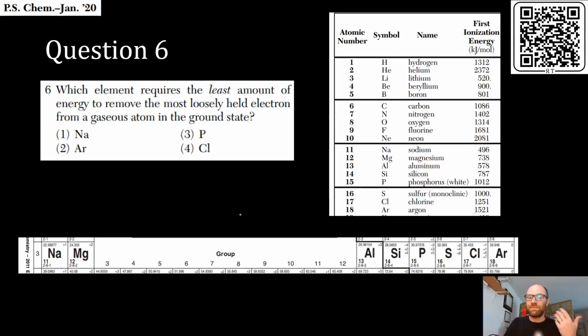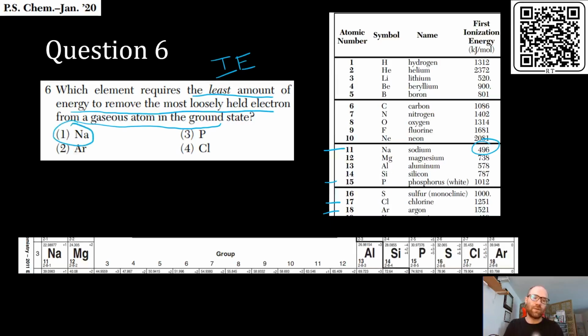Number 6 asks about a definition. The least amount of energy to remove the most loosely held electron from a gaseous atom in the ground state. This is one big definition of the term ionization energy. There are a couple ways to approach this problem. The easiest for you, probably the most time consuming, would be to look at Table S again. It lists your ionization energies. So we just have to look at the 4 elements in question. The least amount of energy is going to be the lowest first ionization energy.